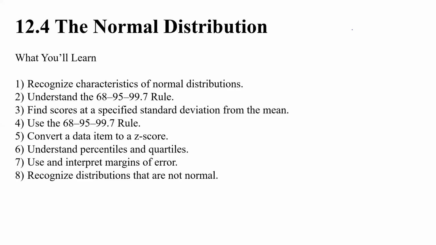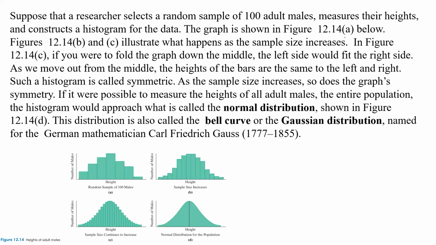We're going to convert a data item to a z-score. We're going to understand percentiles and quartiles. We're going to use and interpret margins of error. And finally, we're going to recognize distributions that are not normal.